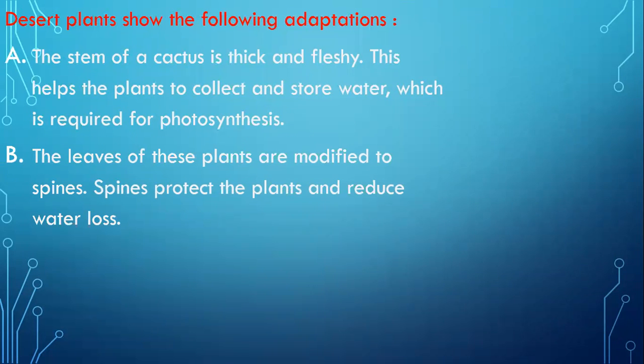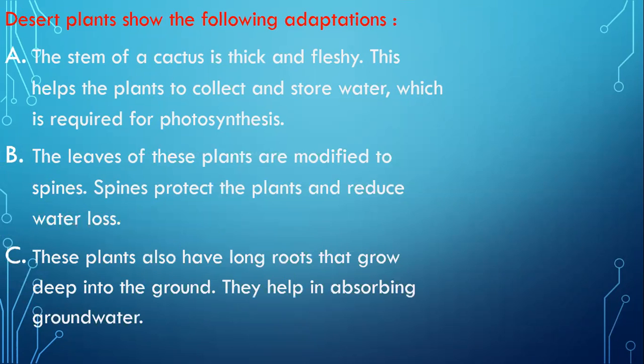Point B, the leaves of these plants are modified to spines. Spines protect the plants and reduce water loss. Through these spines, a very small amount of water can be lost. Next point, that is point C. These plants also have long roots that grow deep into the ground. They help in absorbing groundwater.